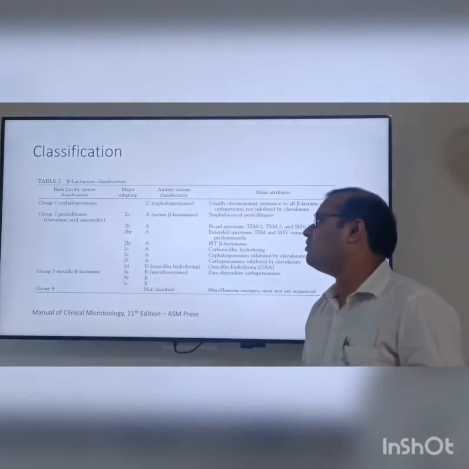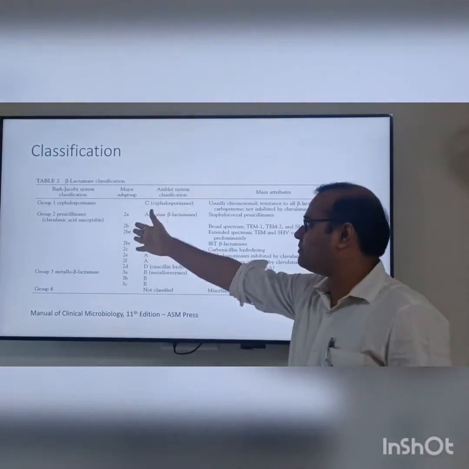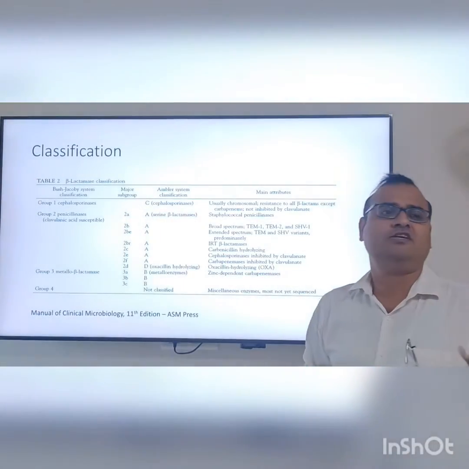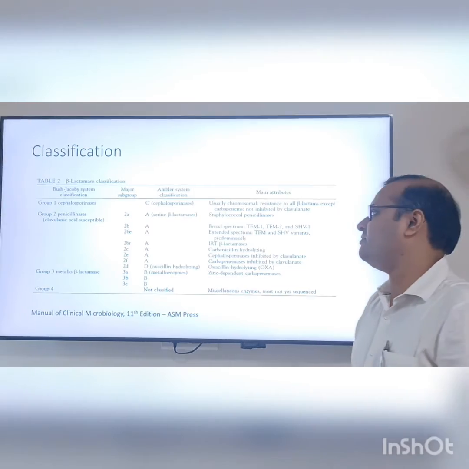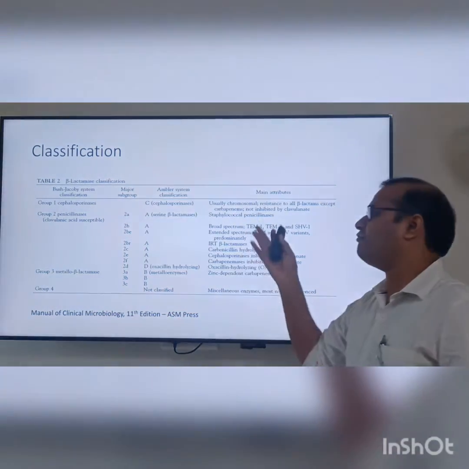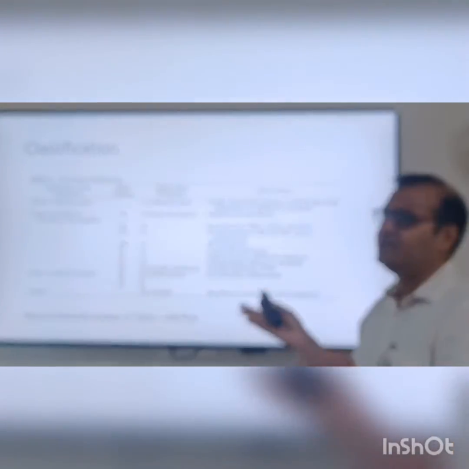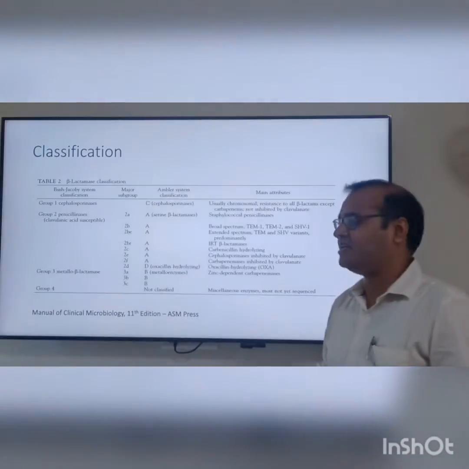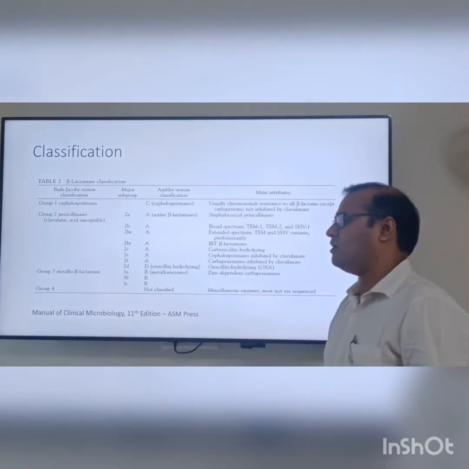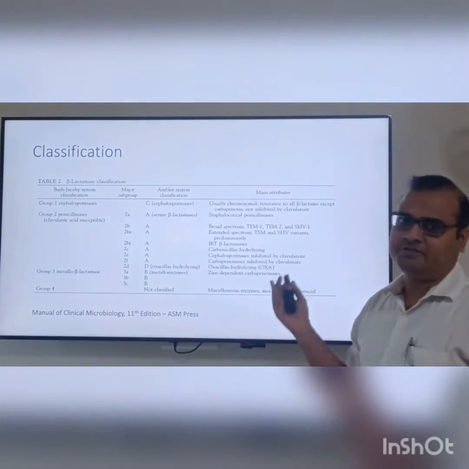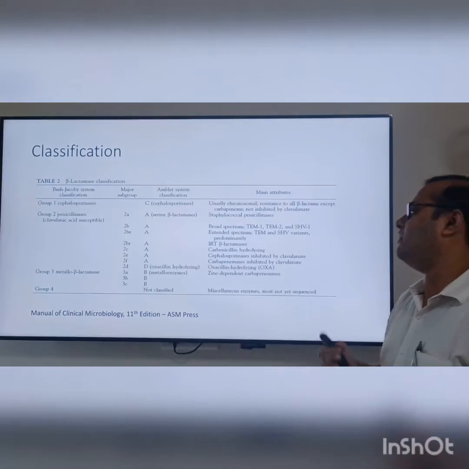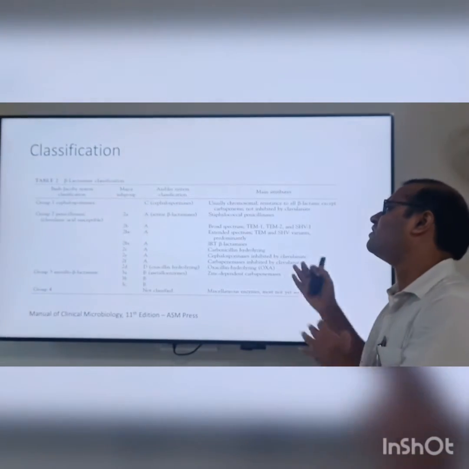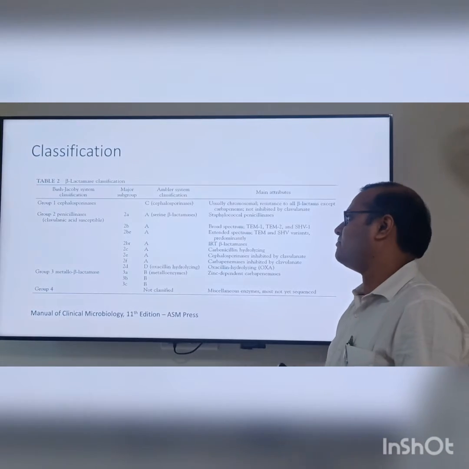This is the tabular form, where the first column is the Bush-Jacoby classification, or the functional classification, based on the substrate and action of inhibitor. Here you can see there are groups: the cephalosporinase and the penicillinase, which are susceptible to clavulanic acid or beta-lactamase inhibitor. Group 3 is metallo-beta-lactamase, and group 4 is not classified in the Ambler system of classification.